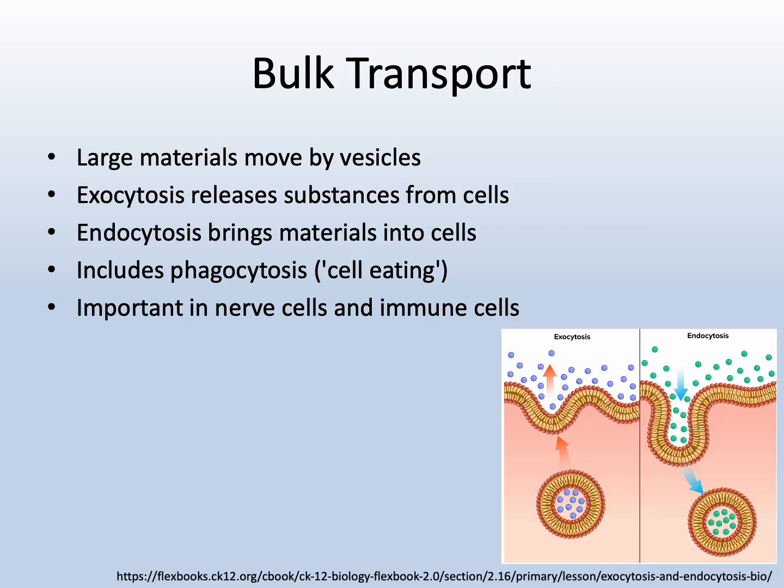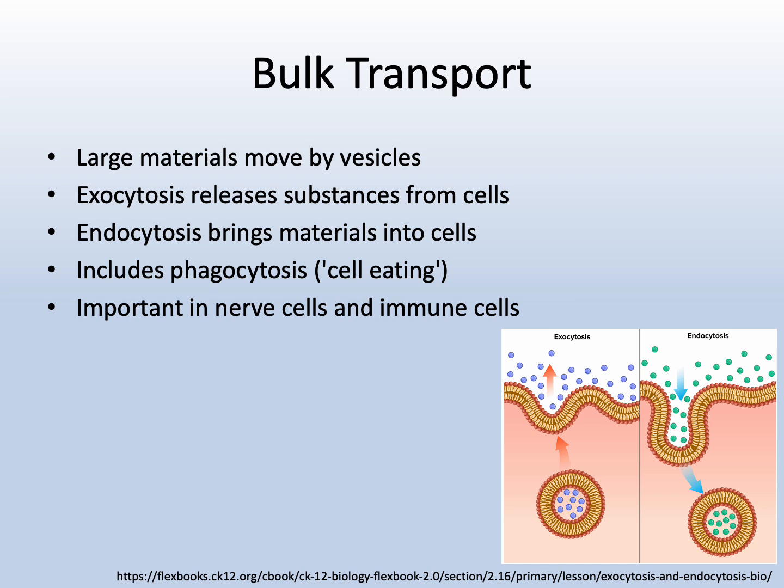Some molecules are simply too large to pass through the cell membrane using diffusion or protein channels. For these, cells use a process called bulk transport. Bulk transport moves large materials in or out of the cell using membrane-bound sacs called vesicles.